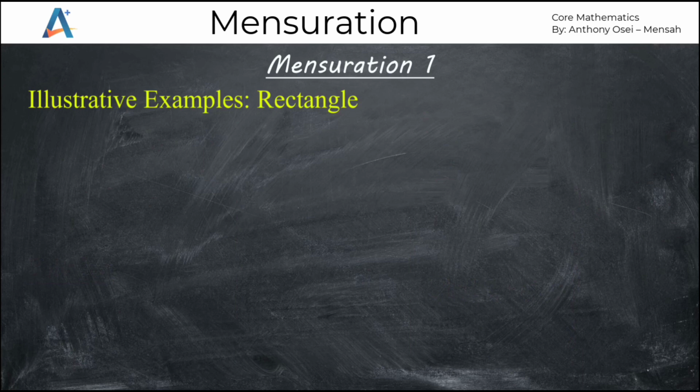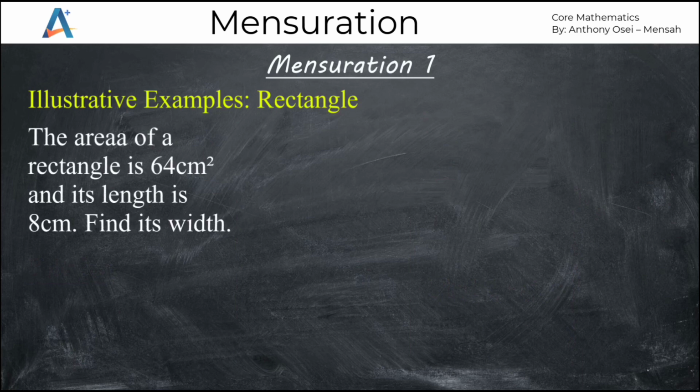The next question reads, the area of a rectangle is 64 centimeters squared and its length is 8 centimeters. Find its width. So this question has given us some parameters that we have to write down and then use to answer the question that has been asked. Let's get into the solution.